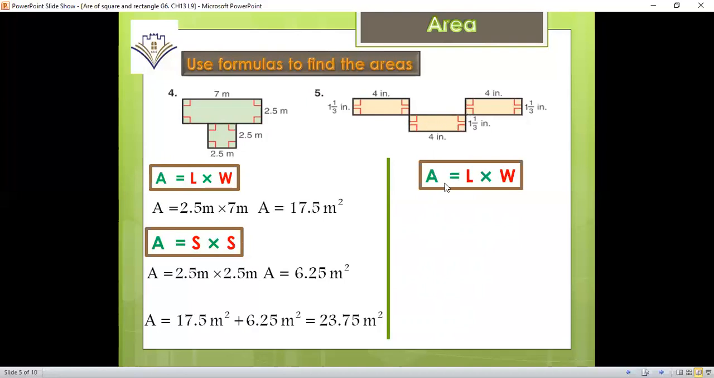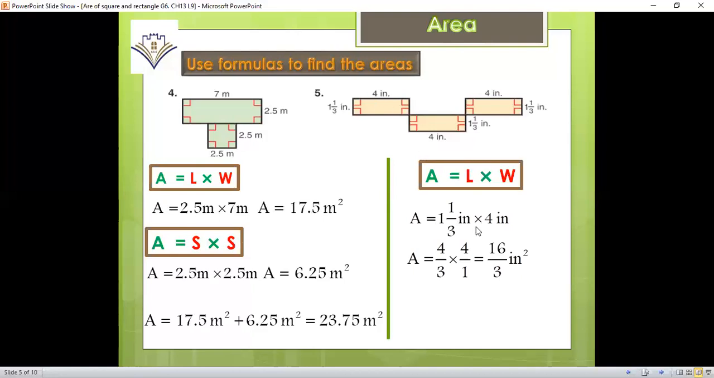At first, the area of a rectangle equals length multiply width, then 1 1/3 multiplied by 4. Convert 1 1/3 to fraction form. Then 1 multiplied by 3 equals 3 plus 1 equals 4. Then 4 divided by 3. Multiply, 4 means 4 divided by 1. Then 4 multiplied by 4 equals 16, and 3 multiplied by 1 equals 3. Then the area of one rectangle equals 16 out of 3 square inches.